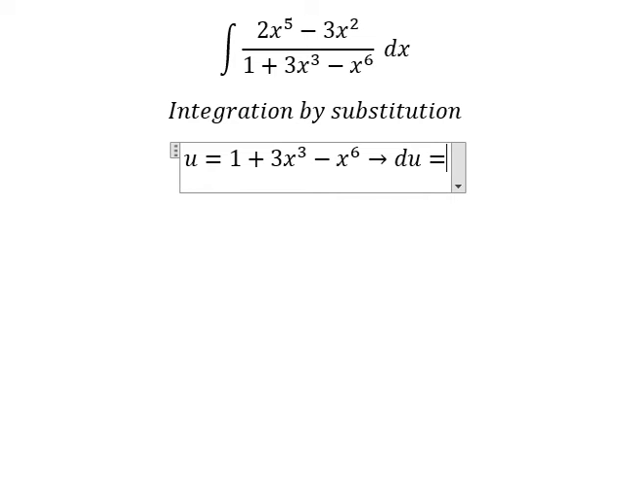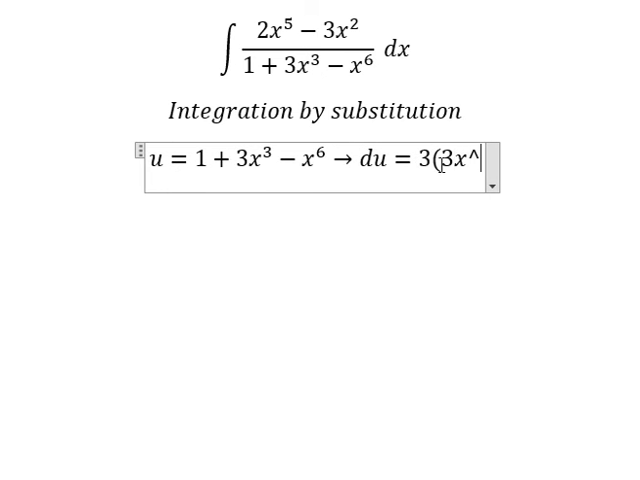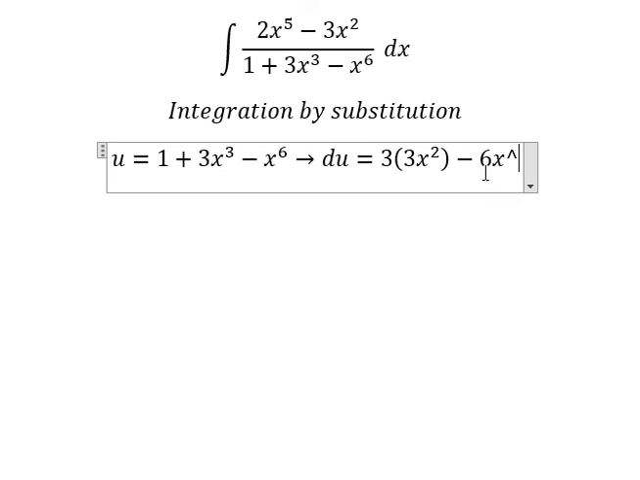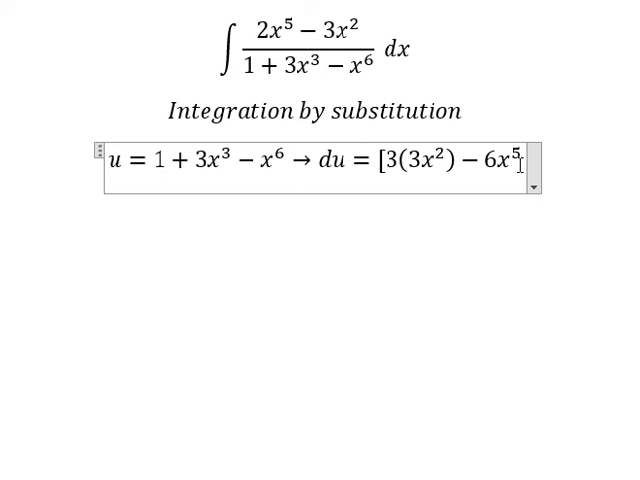Later, we need to take the first derivative of both sides. The first derivative of x to the power of 3 is 3x squared. The first derivative of x to the power of 6 is 6x to the power of 5. This one is a constant, so you get 0.